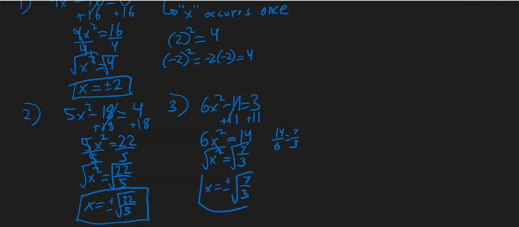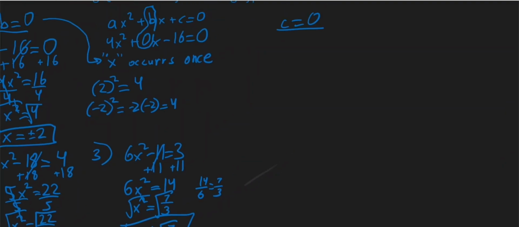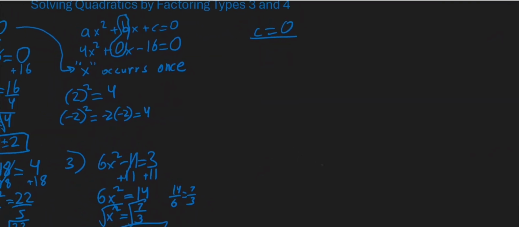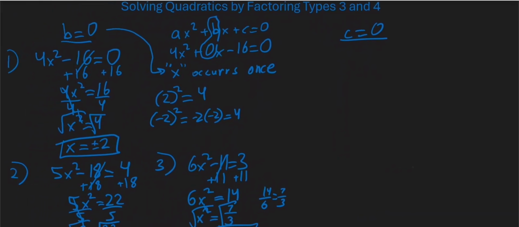And that would be the two answers for this quadratic. Both the positive version of that radical and the negative version of that radical would be solutions for number 3, and for number 2 and for number 1. Okay, so now the other type would be when the c term is a 0.